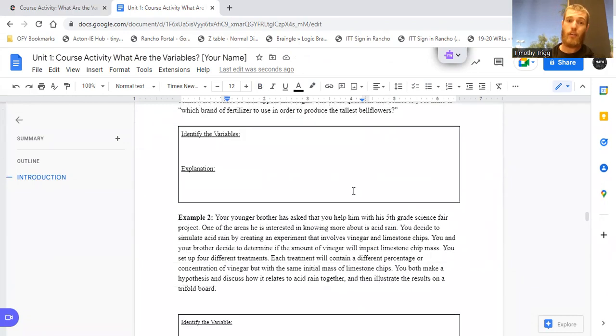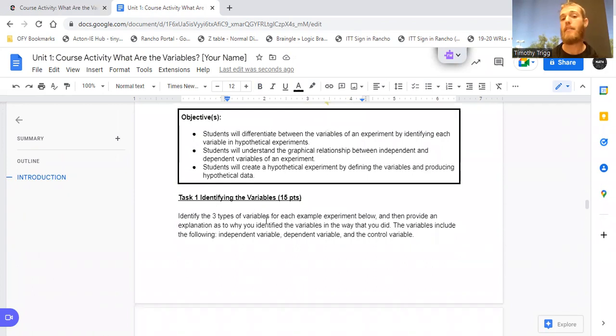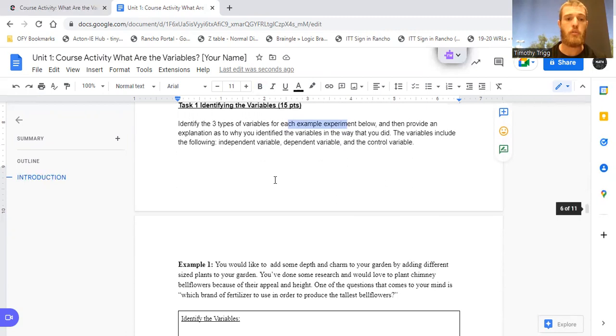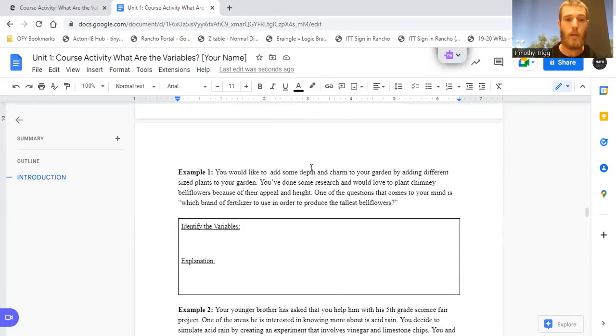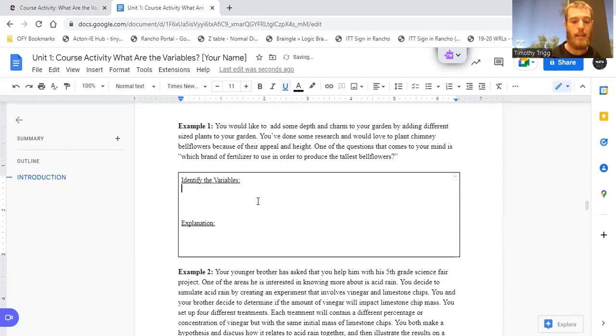So let's go ahead and look at some more examples. We're going to go now to Task 1, identifying the variables. Now we have an idea of what independent, dependent, and control variables are. Let's look at some examples. Identify the three types of variables for each example experiment below, and then provide an explanation as to why you identified the variables in the way that you did. The variables include the following: independent variable, dependent variable, and control variable. Let's look at this first example. For each of these, we're going to want to find the independent variable.